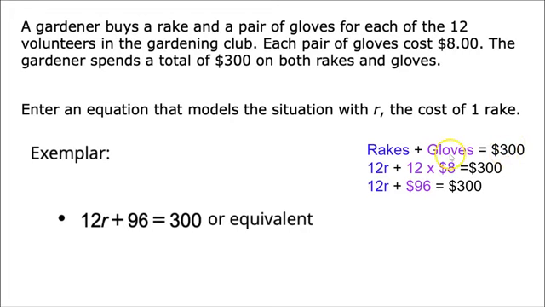As far as the gloves, we know we have 12 volunteers, and each pair of gloves costs $8. So 8 times 12 will be the contribution of how much the gloves cost by itself to this $300. Then all you have to do is 8 times 12, which is equal to 96. And now you have your final equation, an algebraic expression that correlates to this word problem.